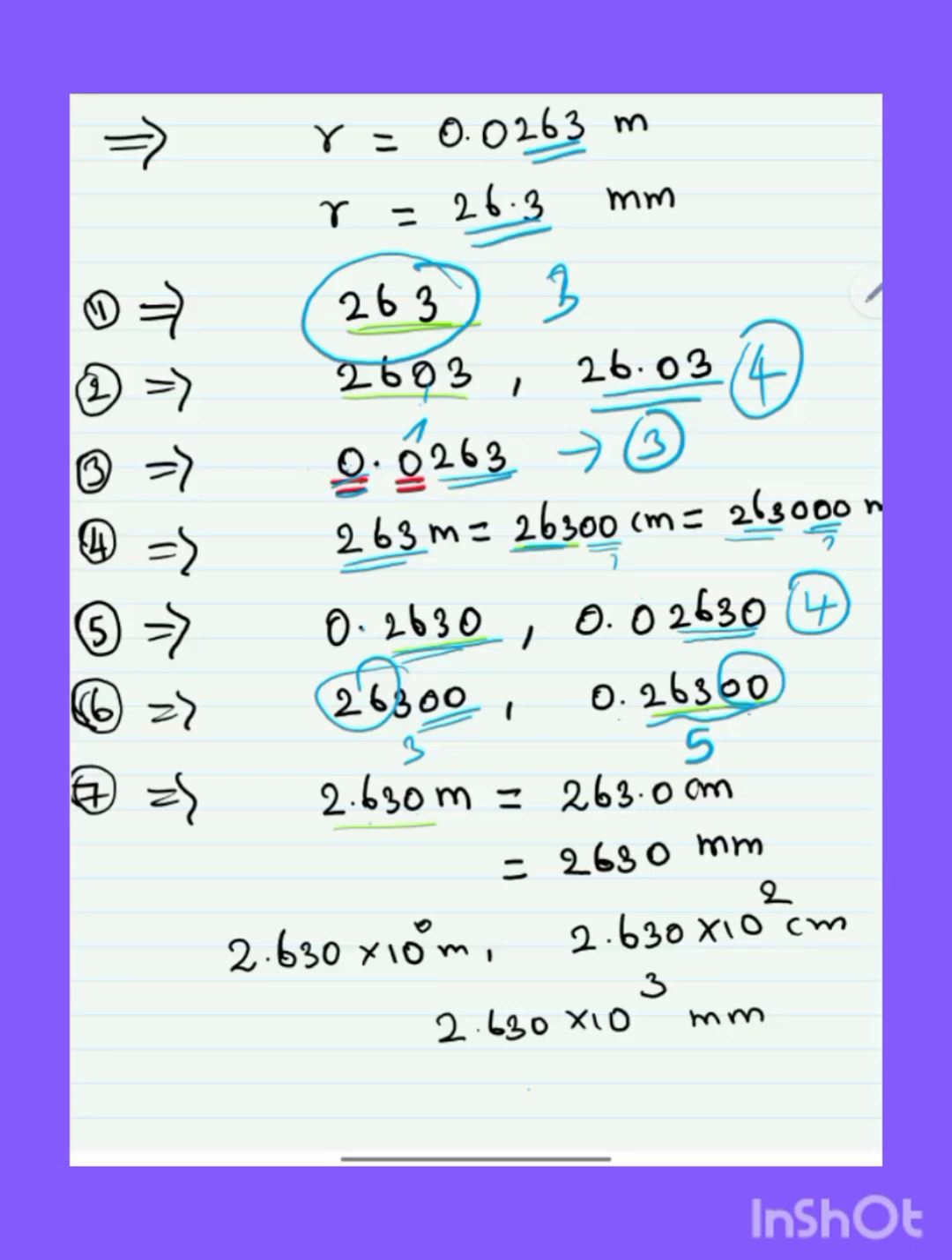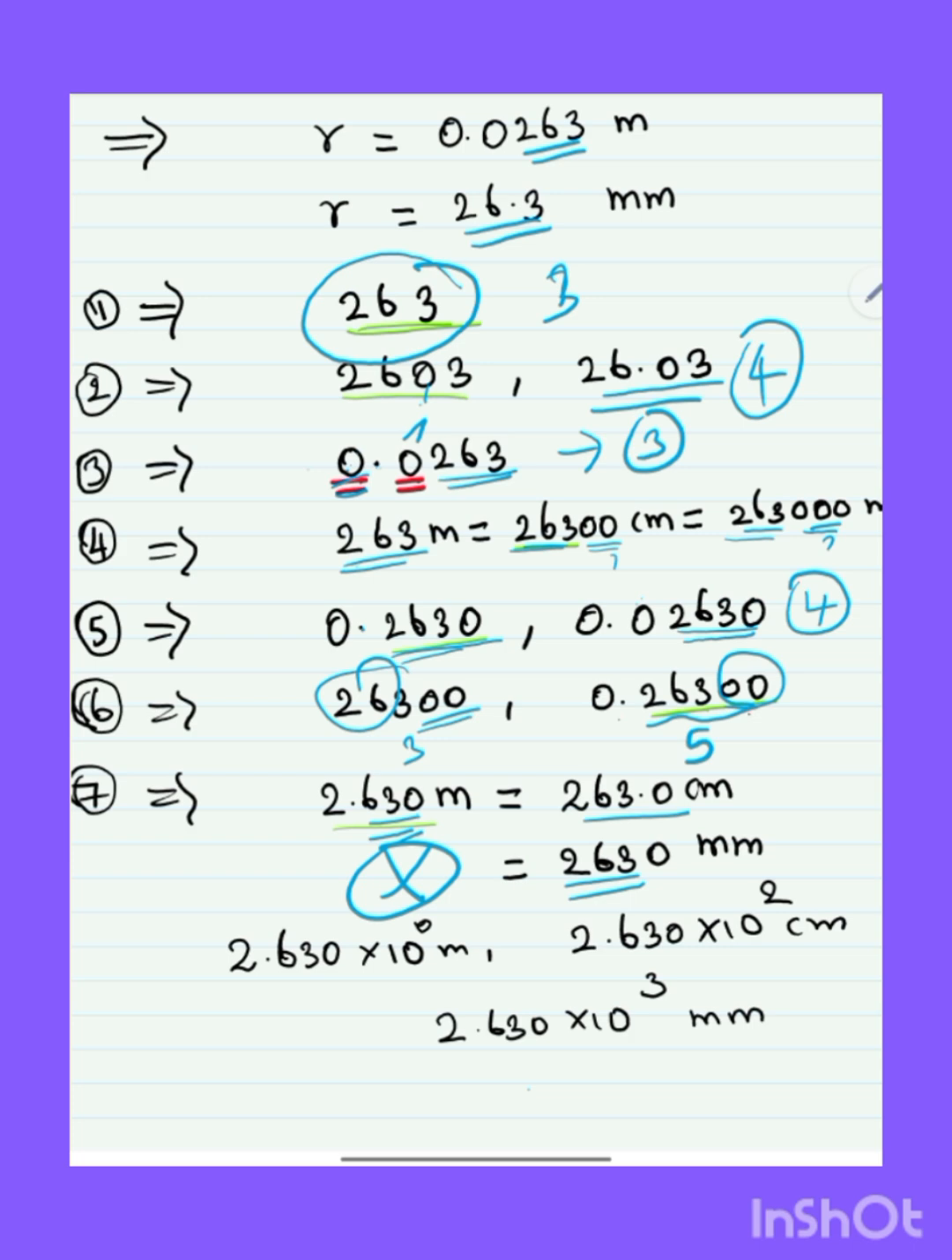Now there can be a confusion. We are representing the radius as 2.63 meter. The 3 decimal digits represent the accuracy of the instrument that we use to measure the radius of the circle. Now this can be represented in centimeter as 263.0 centimeter and 263.0 millimeter. Here you can see the number of significant digits is 4, here also 4, whereas here it is 3 only. So changing units changes the significant digits, but that should not be the case.